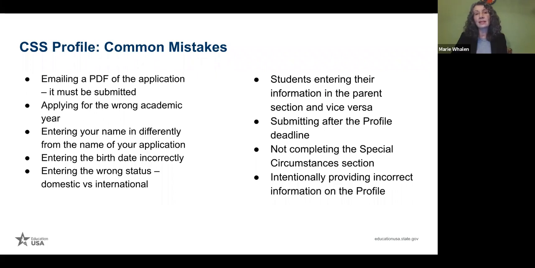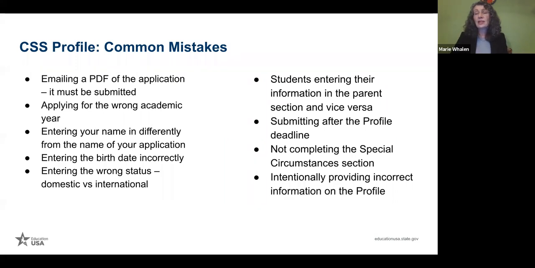And I know the reason students sometimes send the application via email is they're trying to avoid paying the fee for sending the profile to schools. But just be aware that that doesn't actually work, and you'll be asked to submit the profile.